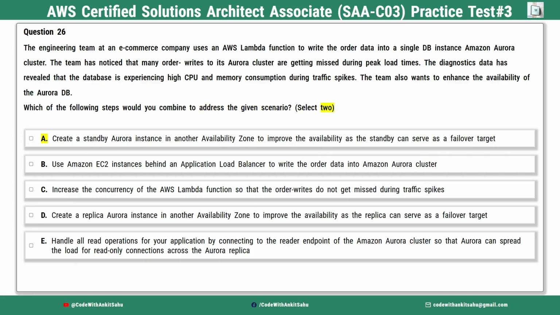Select 2. Option A. Create a standby Aurora instance in another availability zone to improve the availability, as the standby can serve as a failover target. Option B. Use Amazon EC2 instances behind an application load balancer to write the order data into Amazon Aurora cluster. Option C. Increase the concurrency of the AWS Lambda function so that the order writes do not get missed during traffic spikes. Option D. Create a replica Aurora instance in another availability zone to improve the availability, as the replica can serve as a failover target. Option E. Handle all read operations for your application by connecting to the reader endpoint of the Amazon Aurora cluster so that Aurora can spread the load for read-only connections across the Aurora replica.